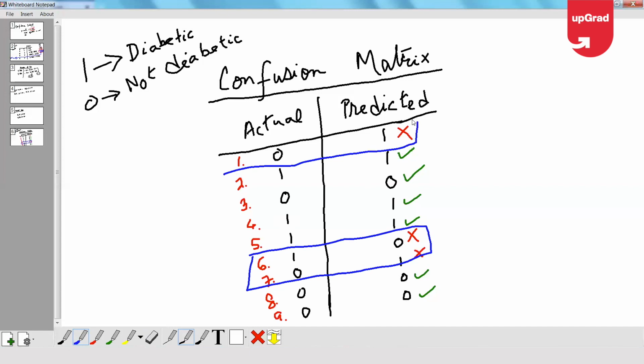This is where the mistake has happened. Here the actual is 1, which means the person was diabetic, but we didn't predict him to be diabetic. Here the actual person was not diabetic, however we said that the person is diabetic. Now in the confusion matrix we have 4 concepts: true positive, true negative, false positive, and false negative.